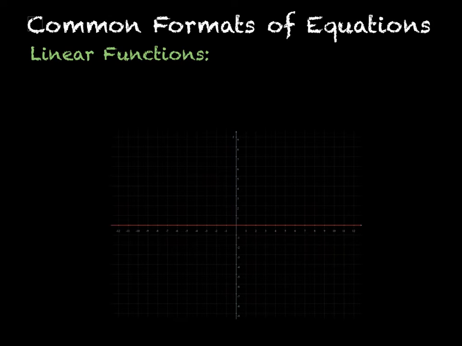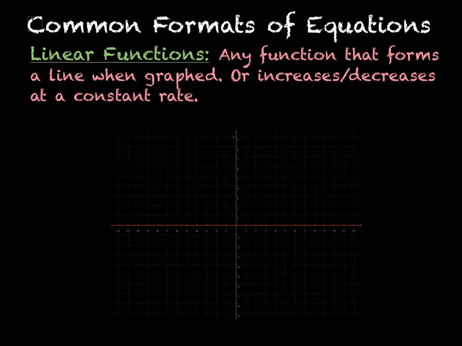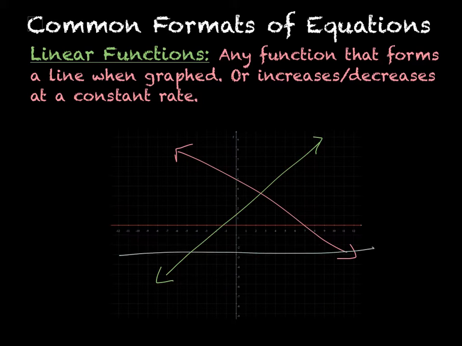So, how we recognize a linear function: any function that forms a line when graphed, or it increases or decreases at a constant rate. Those are called linear functions. And what a linear function would look like, we've already discussed, is obviously some sort of line. So a linear function looks like that, or we could have something like that, or even something like that is a linear function. Those are all different types of linear functions.